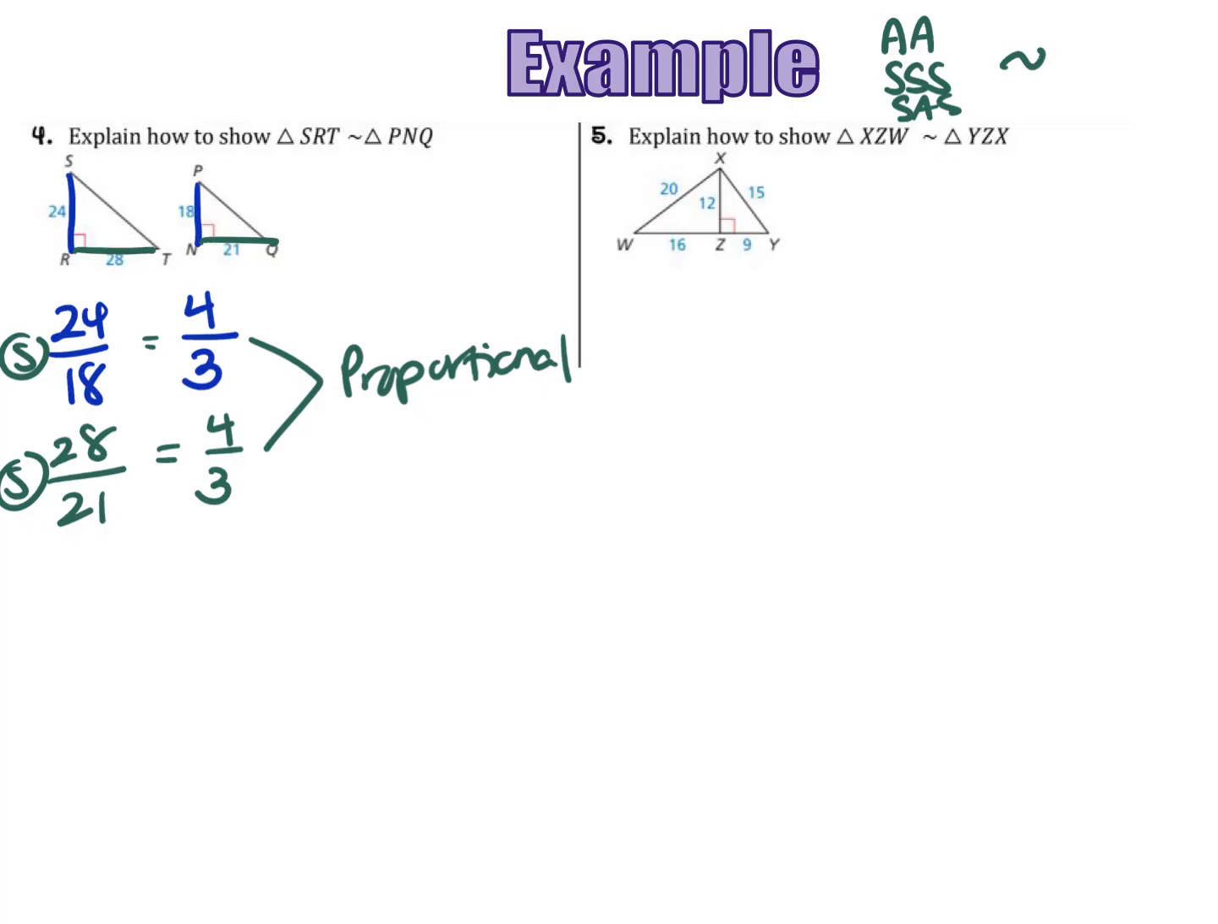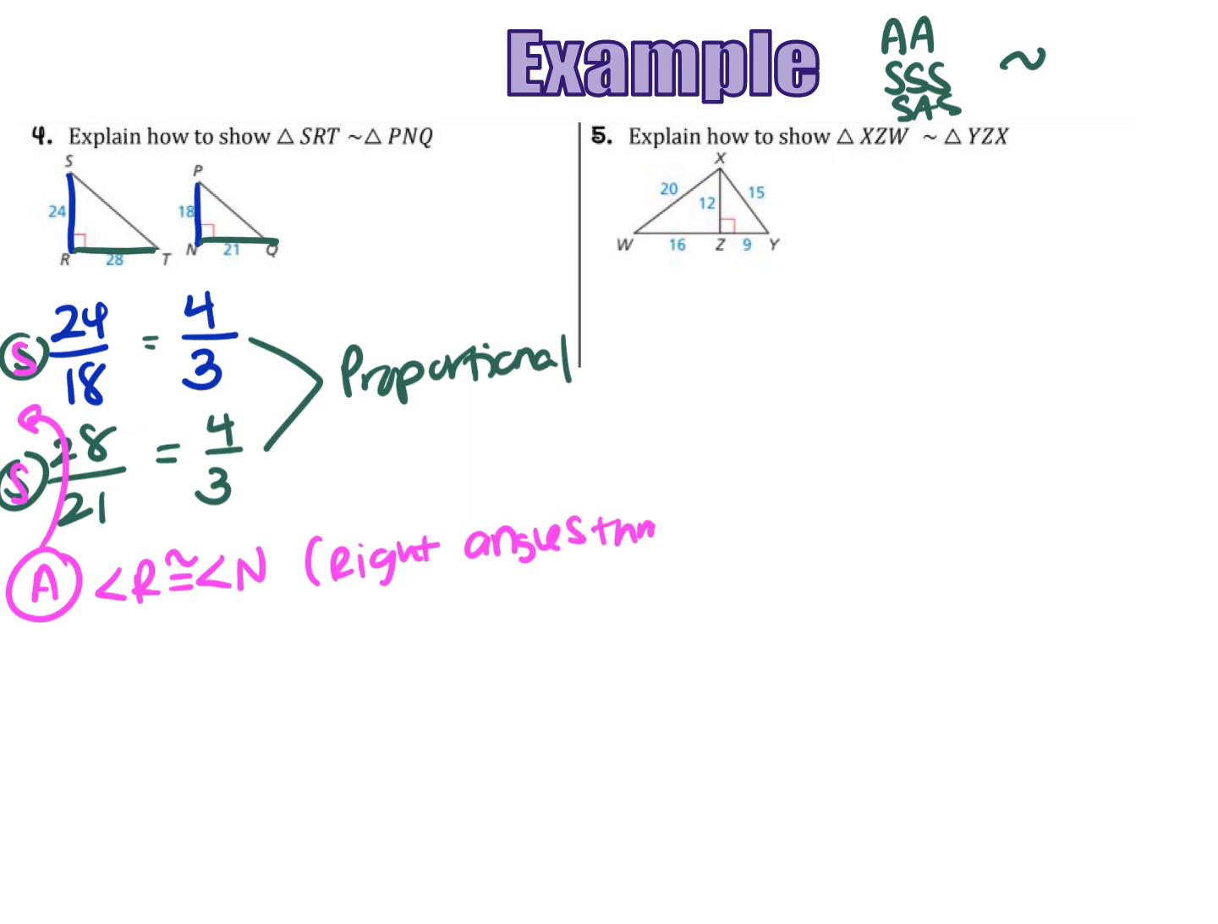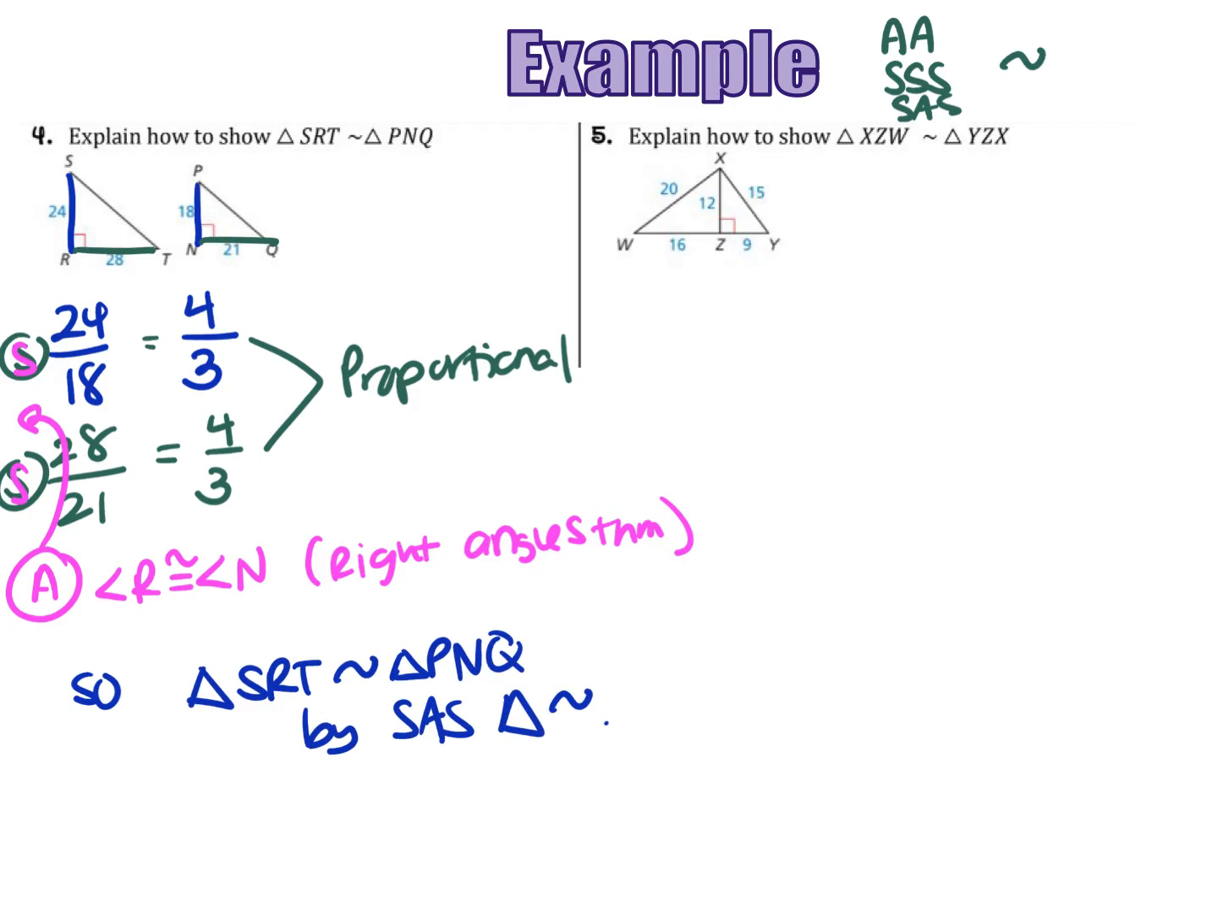The angle that we have, which I'm going to draw an arrow because I like it to be side, angle, side, is that angle R is congruent to angle N. That's by the right angles theorem. Since they are both right angles, the right angles theorem says all right angles are congruent. So triangle SRT is similar to triangle PNQ by side angle side triangle similarity.